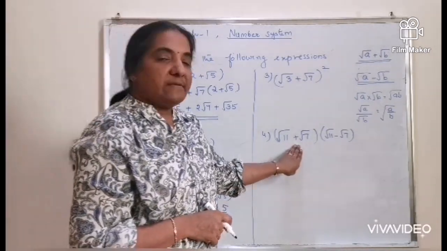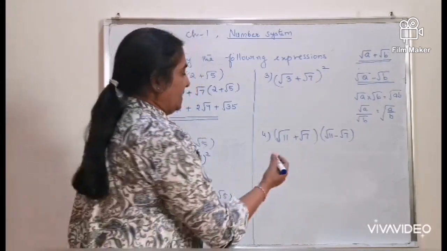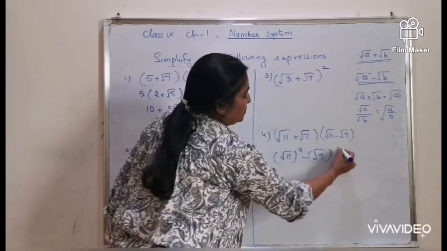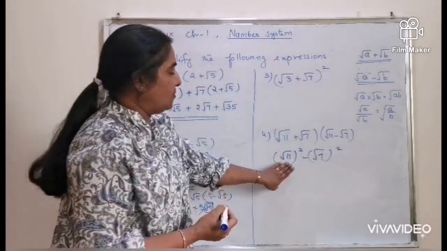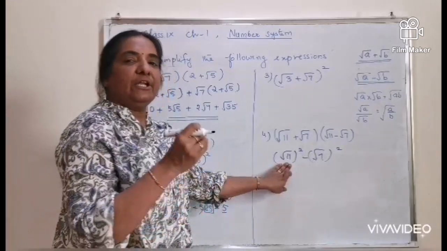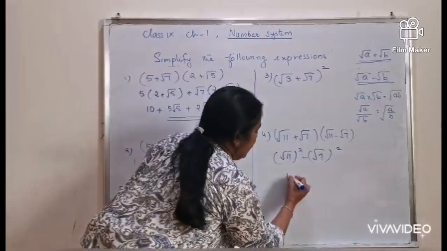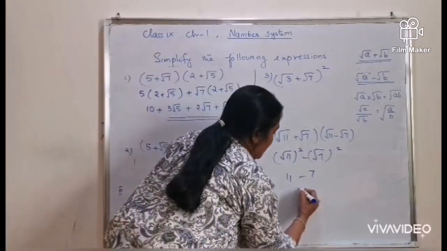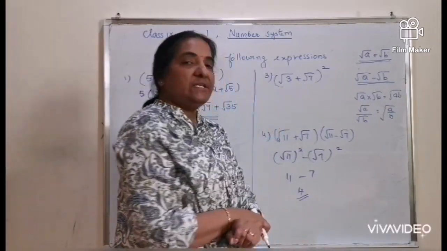A similar one can be seen here. Identity: root 11 the whole square minus root 7 the whole square. Root 11 the whole square is root 11 into root 11, simply 11. Root 7 into root 7 is 7, so the final answer is 4.